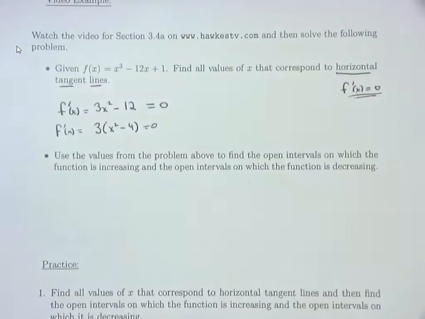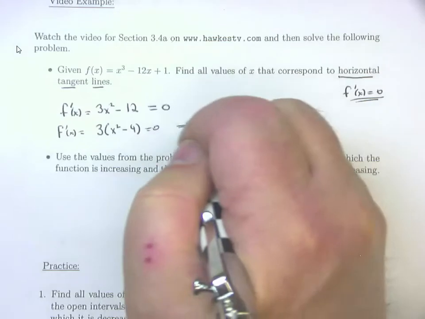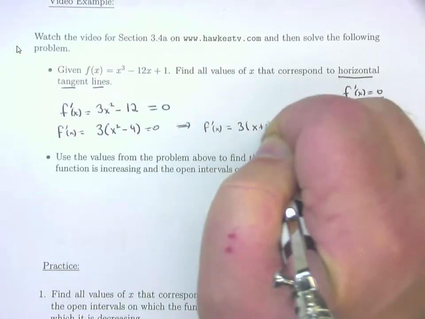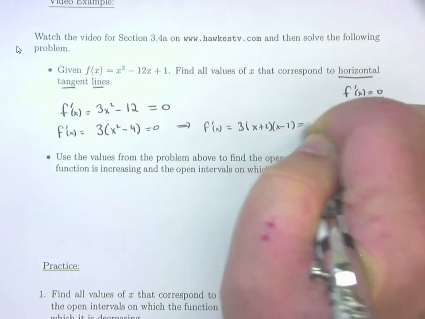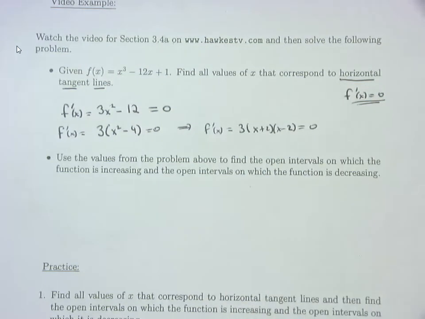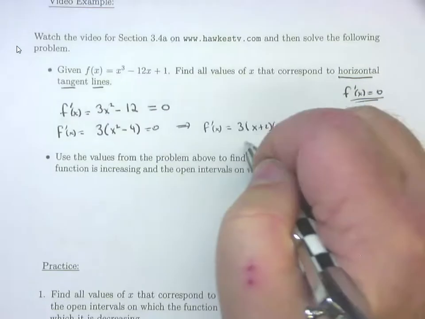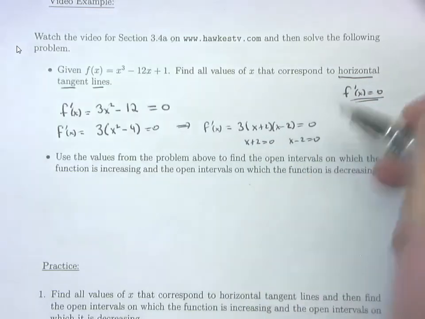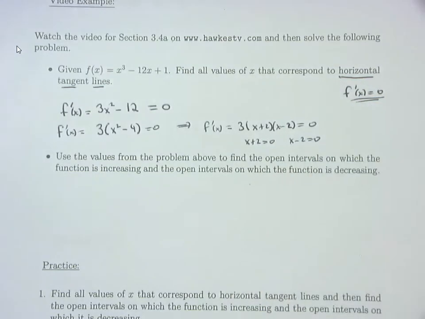And because it is a difference of squares, x squared minus 4, when I solve this, my f prime of x factoring it would be 3 times x plus 2 times x minus 2 equals 0. And then I set each factor that has an x in it. Remember, you're solving for x. x plus 2 equals 0, and x minus 2 equals 0. You set each factor equal to 0 and solve.